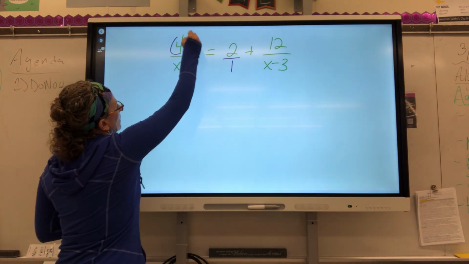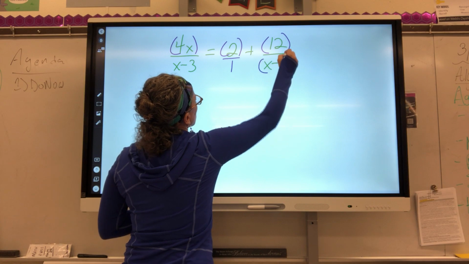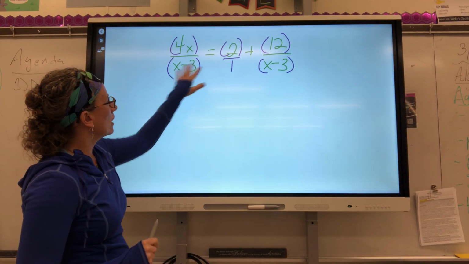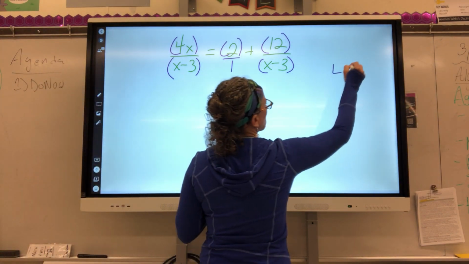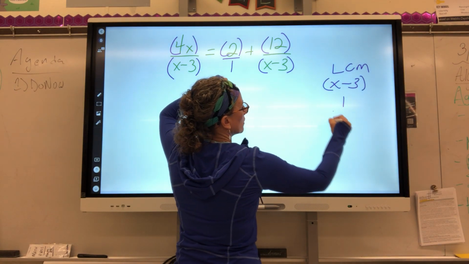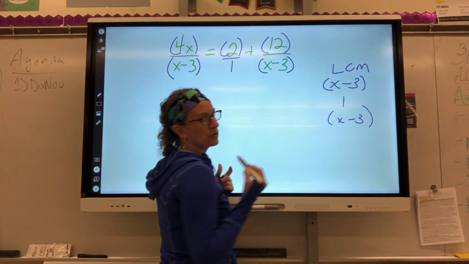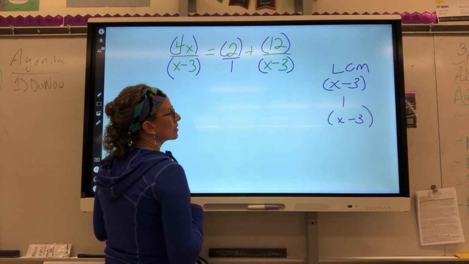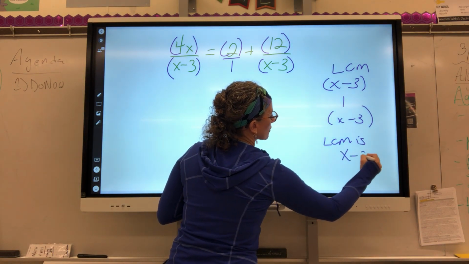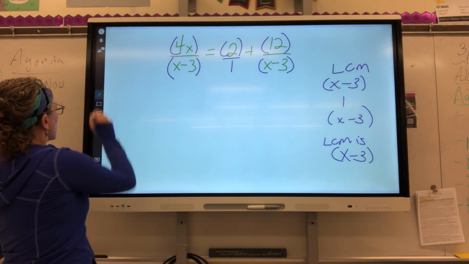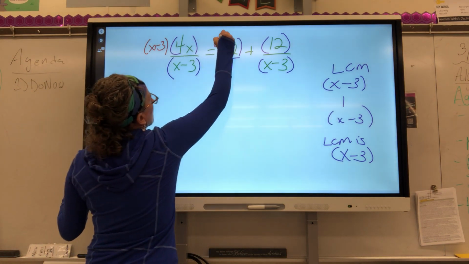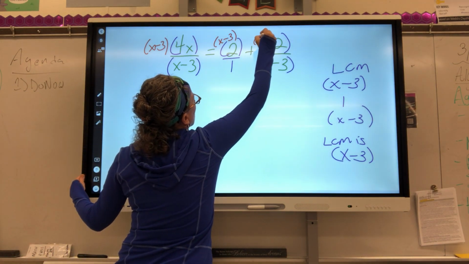All right, so trap it and trap it and trap it with parentheses. Everything gets trapped. Keep it 1 unit. And now I'm going to go over to my side, write out my denominators. Oh, look at this. First one has an x minus 3, the second one has a 1, and the third one has an x minus 3. So you guessed it, it's just x minus 3. The least common multiple is x minus 3. Every fraction gets multiplied by x minus 3.